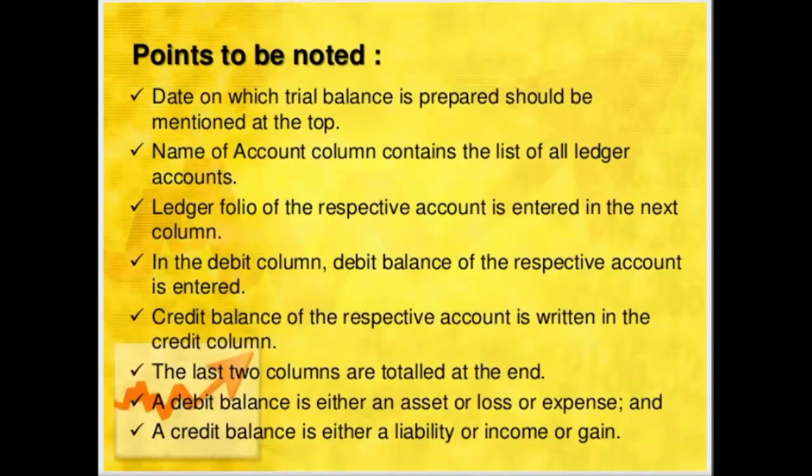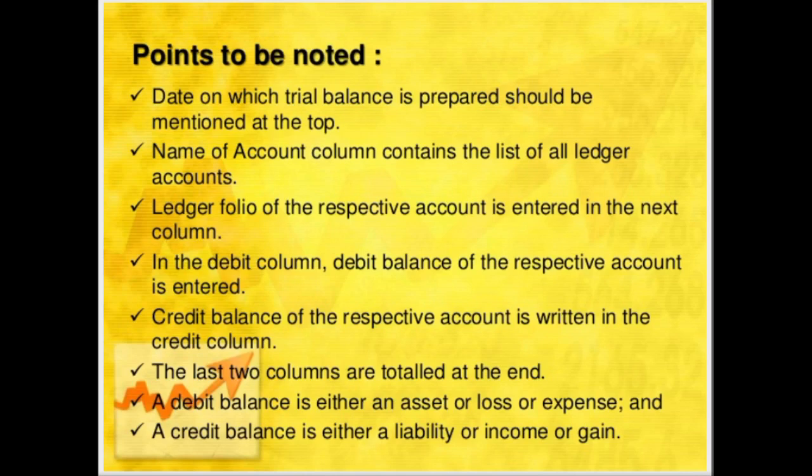Let us see a few points which should be noted. The date on which the trial balance is prepared should be mentioned at the top, as I have just told you before, that the date on which the trial balance is going to be prepared is to be mentioned. Next, the name of the account column contains a list of all the ledger accounts. So in the column of particulars, we have to mention all the accounts for which we have already prepared the ledger. We have to name them.